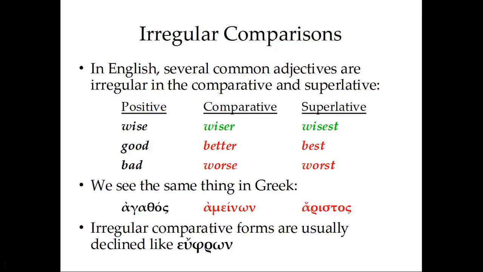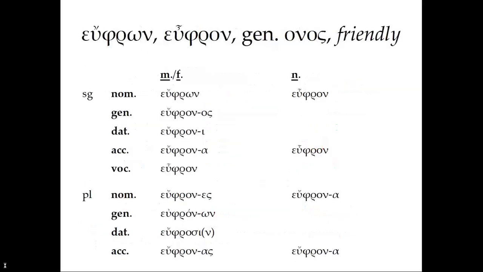Irregular comparative forms, in that center column there, are usually declined like elpron, which we looked at in the previous grammar presentation. So let's take a look at it. This is the declension of elpron, which we looked at. Same forms for the masculine and feminine, slightly different forms for the neuter.